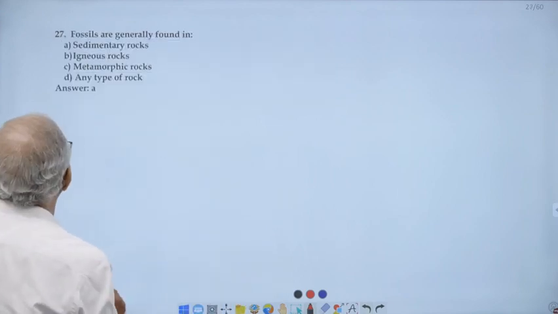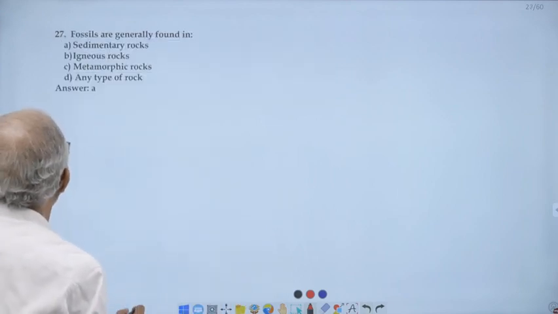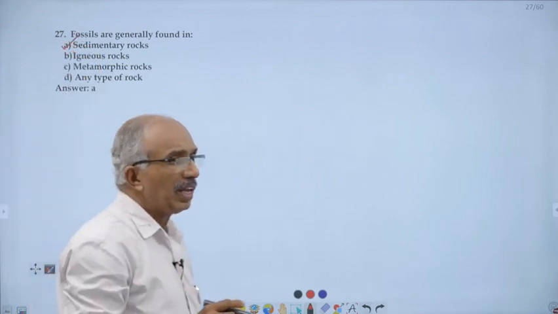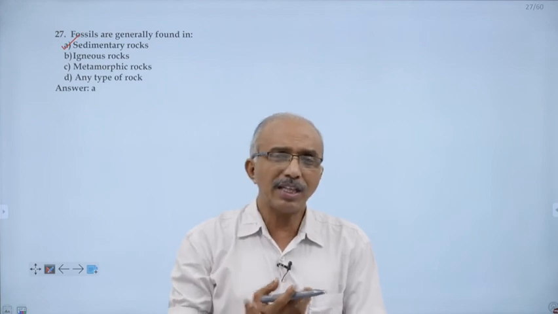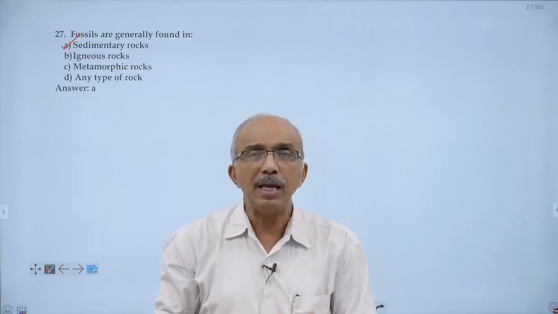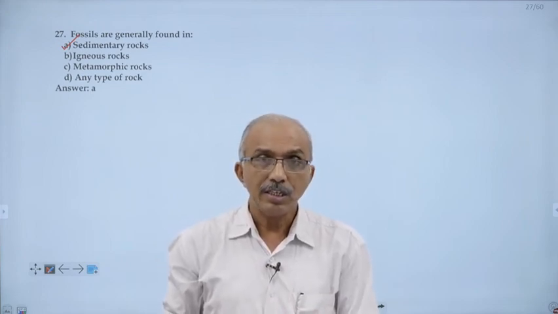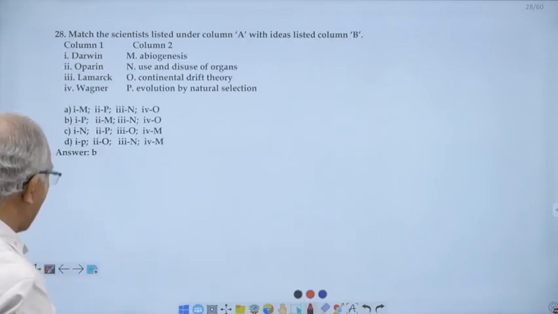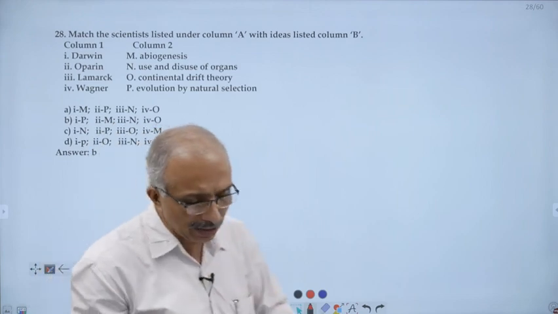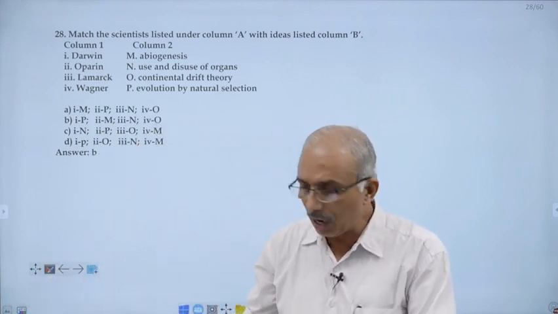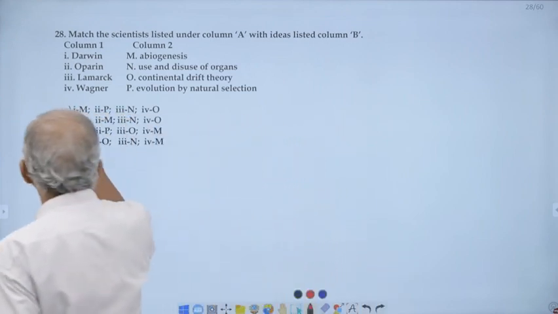Question number 27. Fossils are generally in sedimentary rock. They are loose, soft rocks in which when an organ falls down, its impression will be preserved. Sedimentary rock. 28. Again, more or less a same match the following. Answer is B.